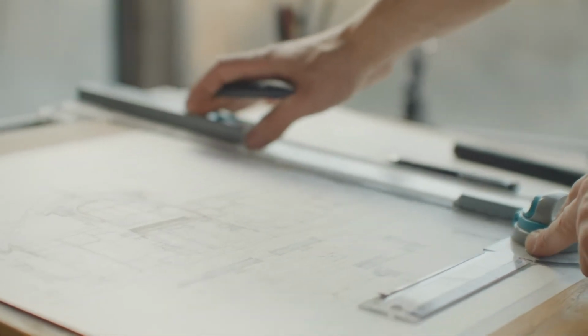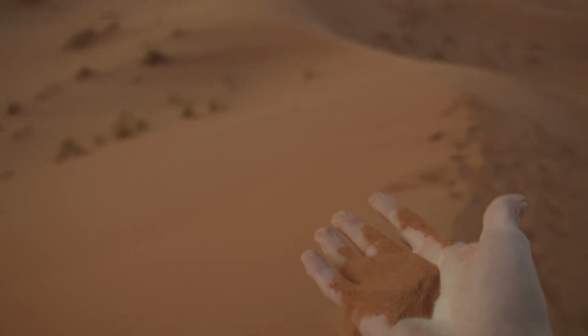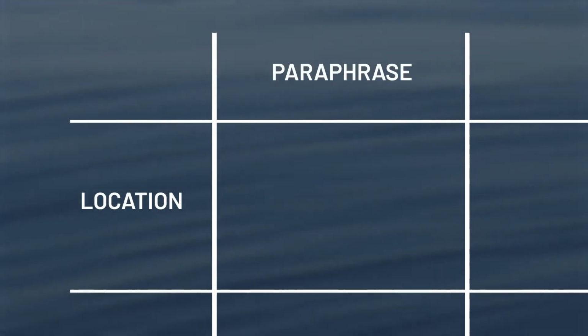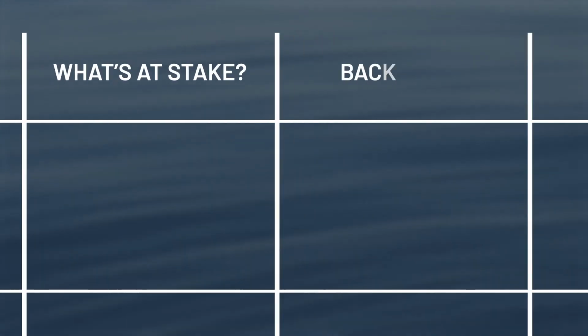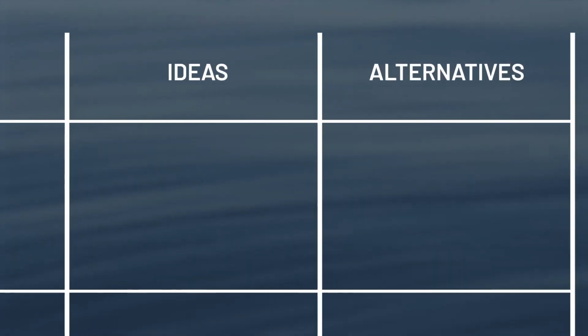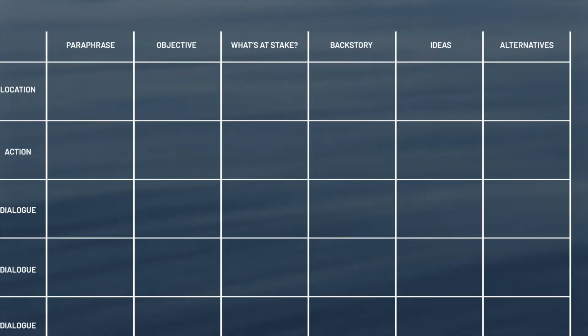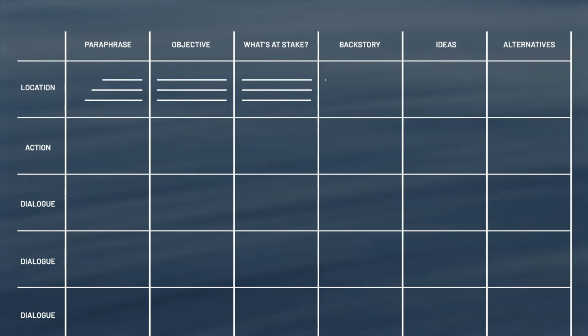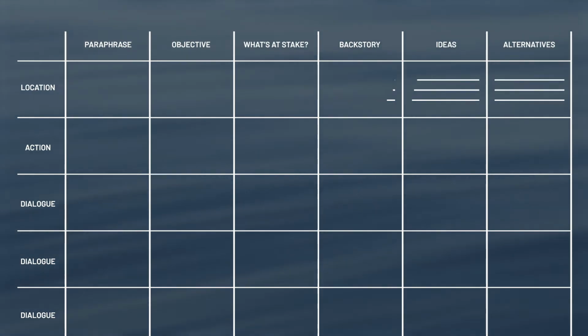Once you're happy with the beats, the turning point, the positioning, and the function of your scene, you can really start to break it down into fine detail. I do this with a little spreadsheet. Down one side, you'll write out every element of the scene. Start with the location, then all your action and dialogue across the scene. Then, across the top, add a column for paraphrase, objective, what's at stake, backstory, ideas, and alternatives. Then go through each element of the scene and fill out each column. It's built for dialogue, but you can fill a lot in for locations and action as well.